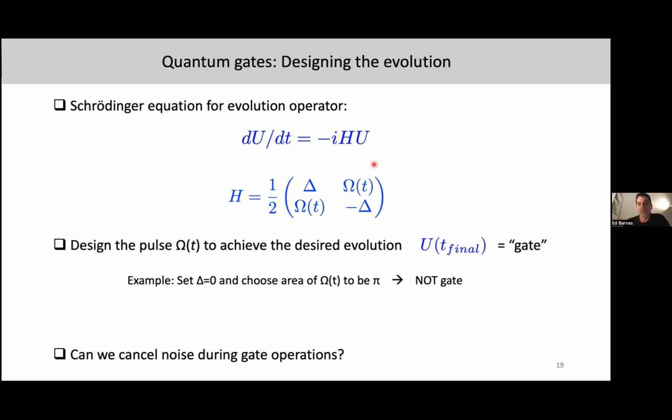And by non-trivial operation, I mean we're trying to design the evolution. So here's just the Schrödinger equation for a single qubit. We have some Hamiltonian like this with a detuning parameter, say on the diagonals here, and some envelope omega of t on the off diagonal. And the goal is to choose omega of t in such a way that you arrive at some target final evolution operator, which is your gate. So for example, if you set the detuning to 0 and choose the area of omega of t to be pi, you can realize a NOT gate.